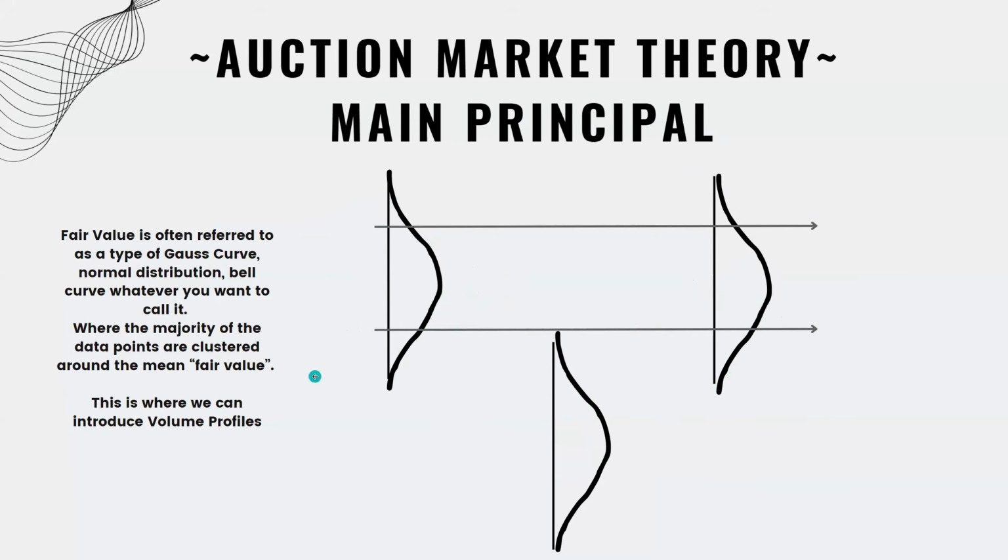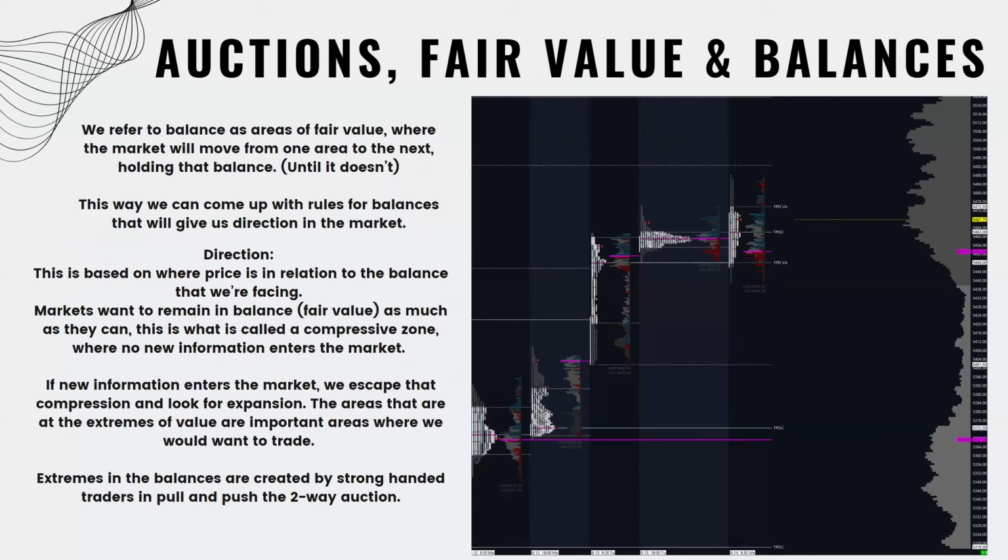So we're going to be using, as you might guess, volume profiles to better understand what it is that we're looking at here. In terms of fair value in auctions, we refer to balanced areas as fair value, where the market will move from one area to the next, holding that balance until it doesn't, realistically. We don't necessarily know beforehand if this value is going to fail or not. However, understanding how prices get to that balance gives us a lot of insight that we can use in relation to holding balances and directionality.